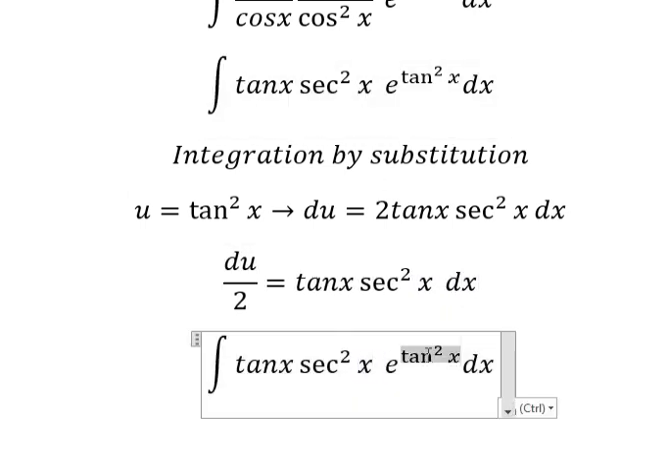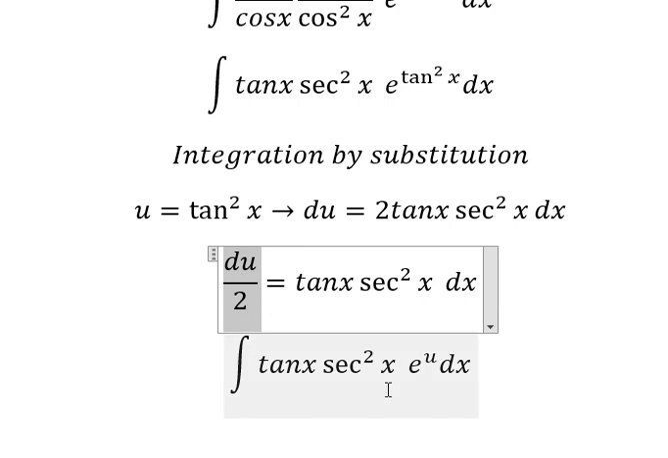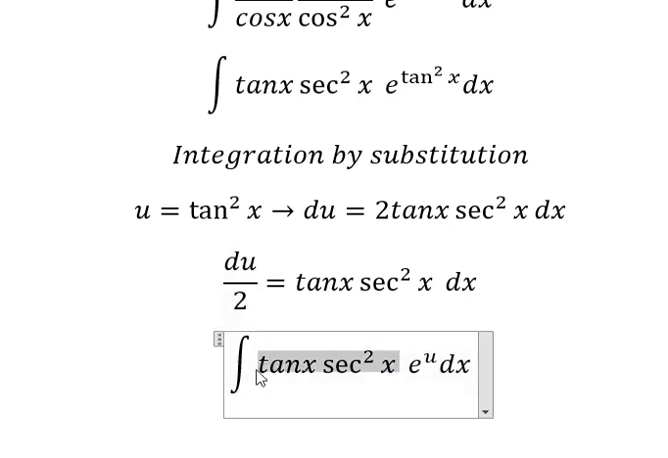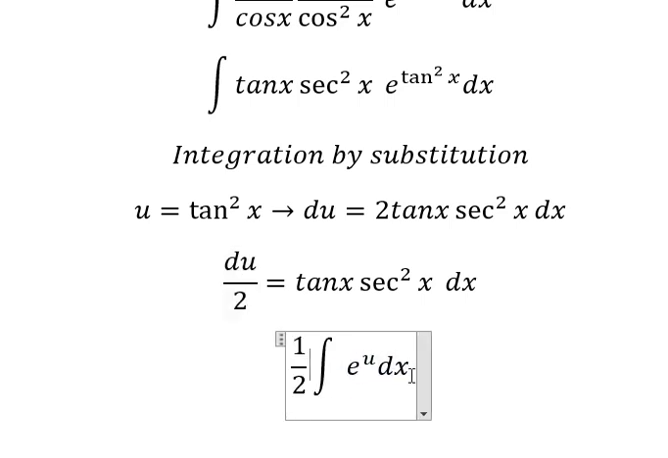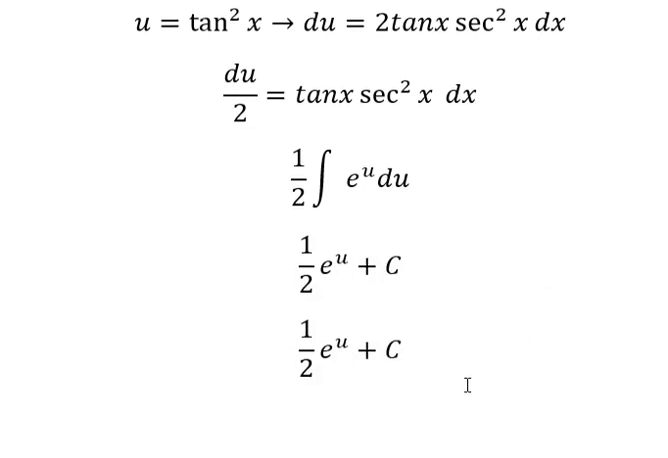So this one we change to u. Tan x secant of x squared dx we change to du over 2. So the integration of this one, we have e to the power of u plus c. And u is tan x squared.